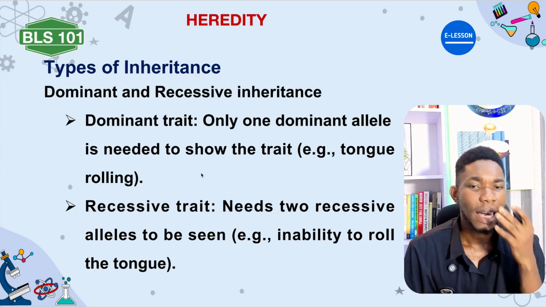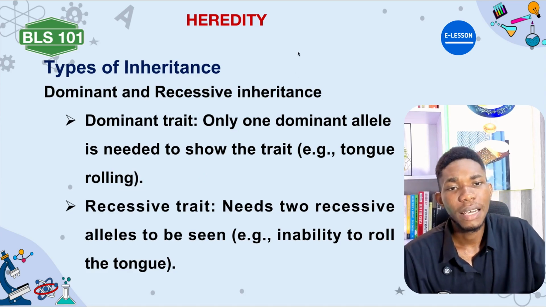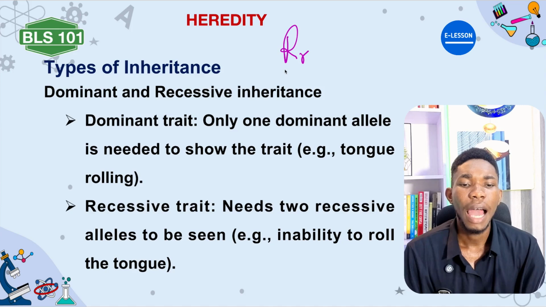So only one dominant allele is needed to show the trait. Once you have the dominant allele, let's say the ability to roll the tongue is big arrow, you have big arrow, small arrow. So long as you have this big arrow, you must show that trait. Are you getting it? Now, a recessive trait needs two recessive alleles to be seen.